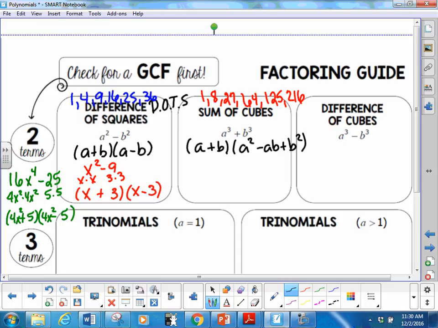So let's look at a real example. x cubed plus 27. Is that a sum of cubes? Yes. How would we write that? Our a is x, and our b is a plain old 3. So according to my pattern, I write x plus 3 here.